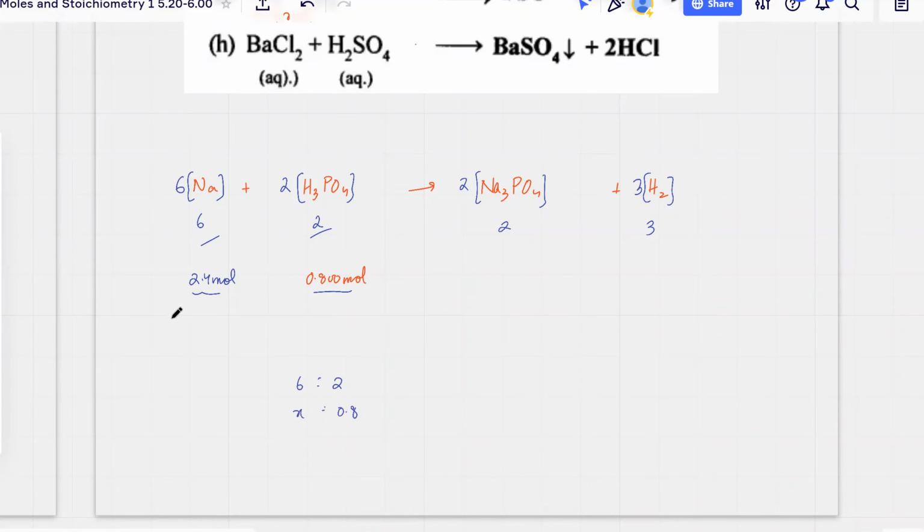The simple method, if you want to be quick, is just take these moles, 0.8, divide that by 2, and then multiply by 6. For example, if I want to find the moles of Na3PO4, I'm going to take 0.8, divide that by 2 and then multiply by 2. So it's going to come out to be 0.8. If I want to find the moles of H2, this would be 0.8.